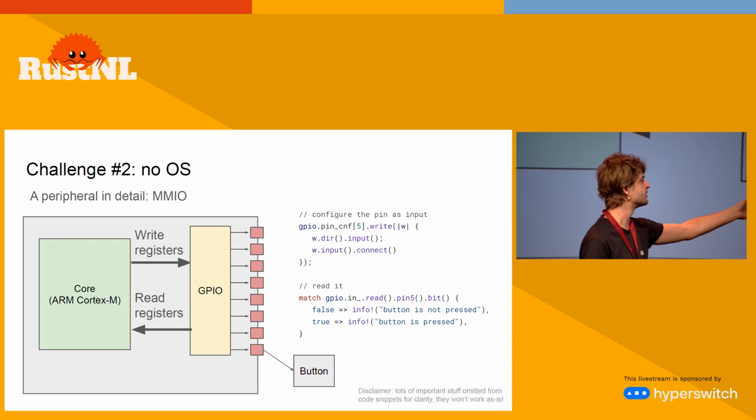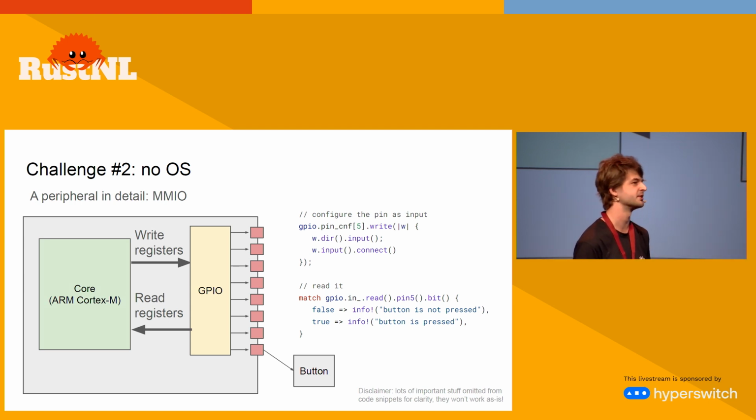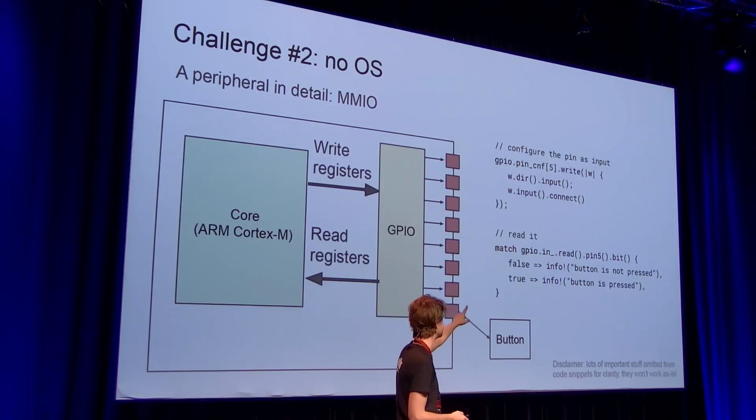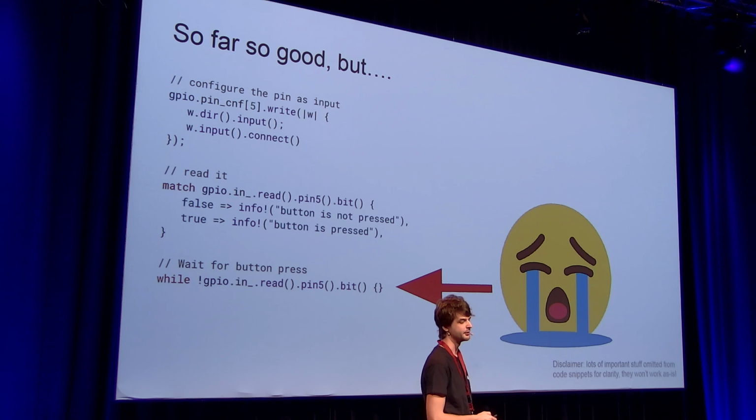So for example, imagine you connected a button to a GPIO pin. You could say, hey, pin config, write direction input. So you tell the peripheral, hey, configure this pin as an input because I want to read from it. And then you can read the input register, and the peripheral will tell you, hey, the pin is low, so the button is not pressed, or the pin is high, so the button is pressed. So this is the basics of how you do I/O.